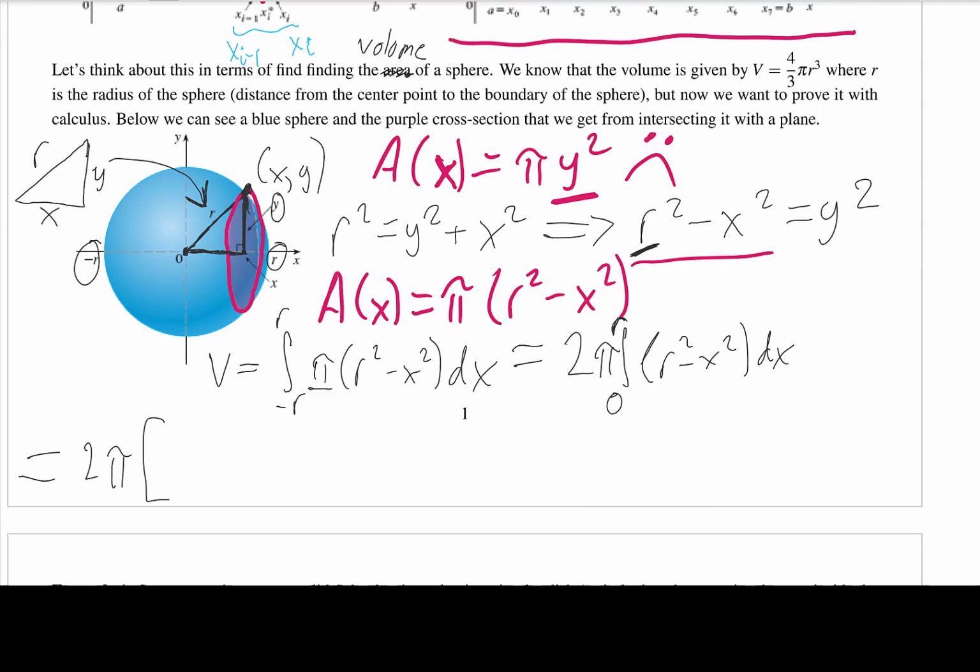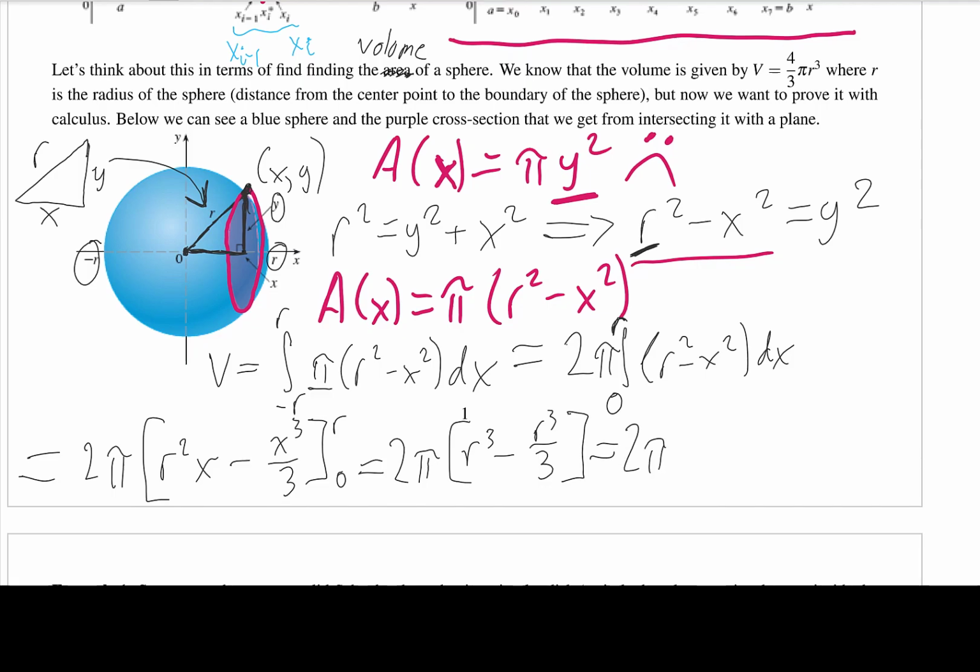Okay, so this is equal to 2 pi times, let's see, r squared is a constant, so the integral of that would be r squared times x minus x cubed over 3. So this should be 2 pi, and then we're going to have r squared times x, but we're plugging in r for x, so this is r cubed minus, we have x cubed, but we're plugging in r for x, so that's going to be r cubed over 3. And now we don't need to plug in 0, because when we plug in 0 for our x's in here, we're just going to get 0 everywhere.